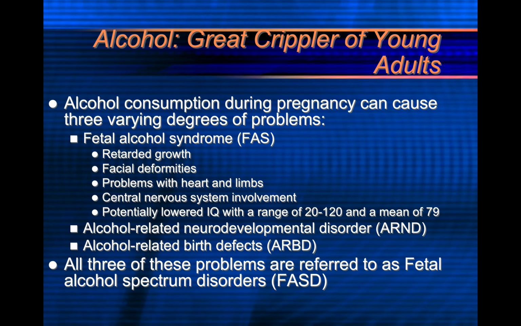Alcohol consumption during pregnancy can cause 3 varying degrees of problems. Fetal alcohol syndrome, which is retarded growth, facial deformities, problems with heart and limbs, and central nervous system involvement, potentially lowered IQ, with a range of 20 to 120 with a mean of 79. 79 is barely above intellectual deficits. Alcohol-related neurodevelopmental disorder, ARND, and alcohol-related birth defects, ARBD. All 3 of these problems are referred to as fetal alcohol spectrum disorders.